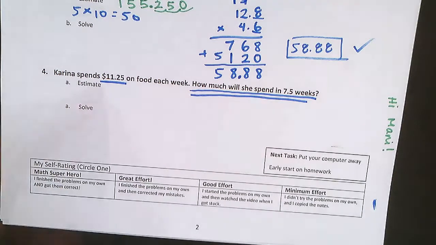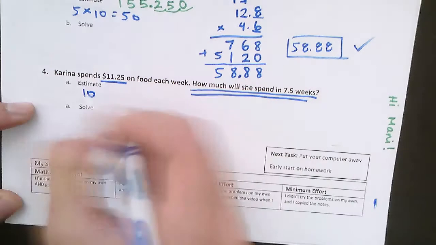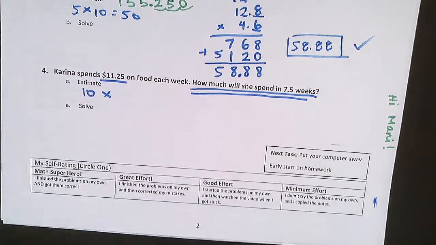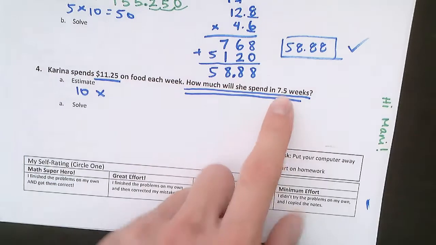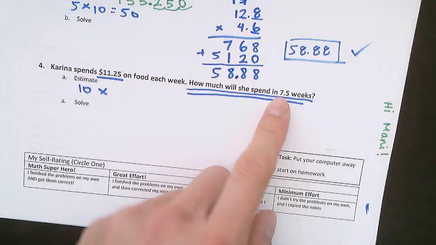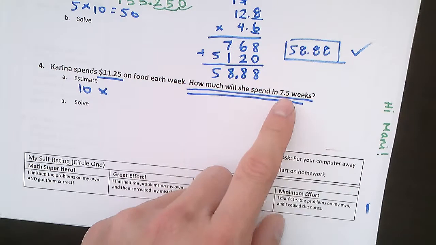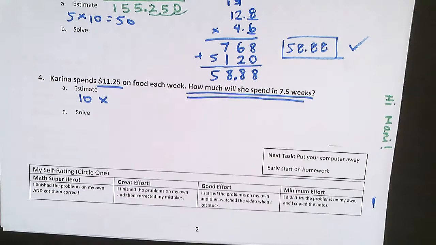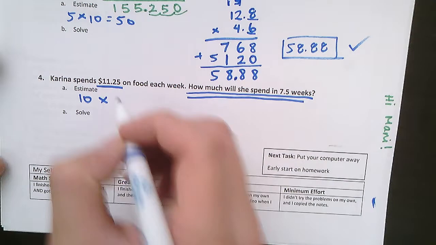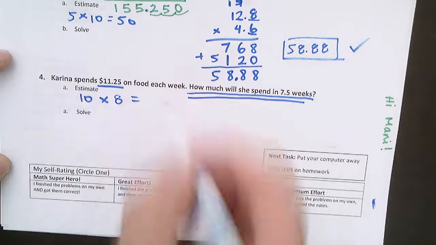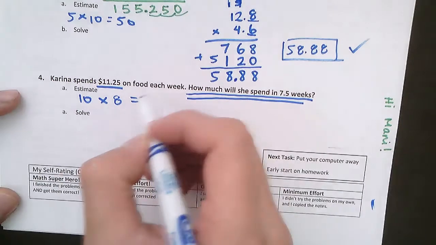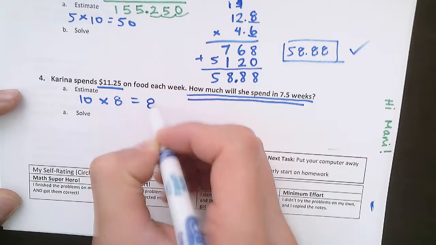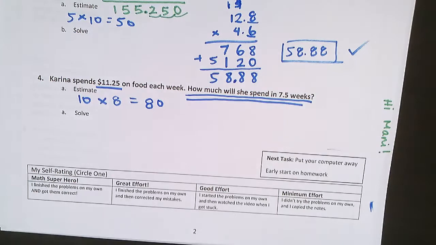Let's estimate. $11.25. We're going to round to the tens. 11 is going to round down to 10, so we have 10 times. How many weeks are we doing this for? 7.5. Round it to the nearest 1. 7.5, because it's a 5, 5 or greater always rounds up, so 7 is going to round up to 8. 10 times 8 is, well, 1 times 8 is 8. Add the 0 back in. 80. So our answer is going to be something close to 80.